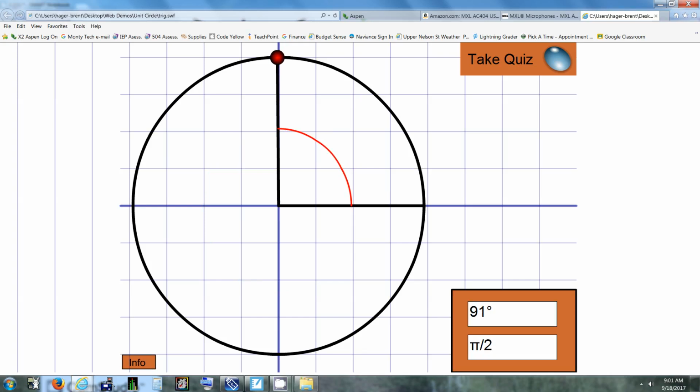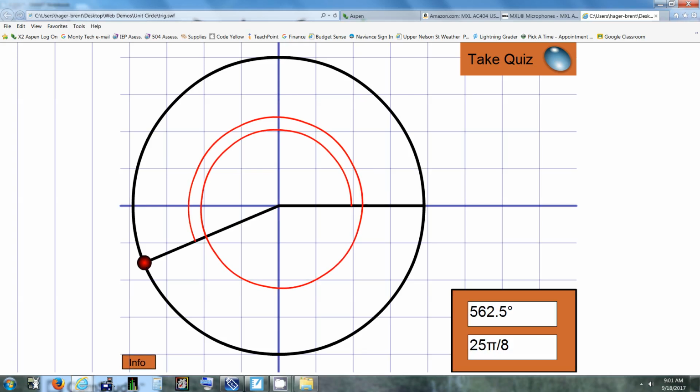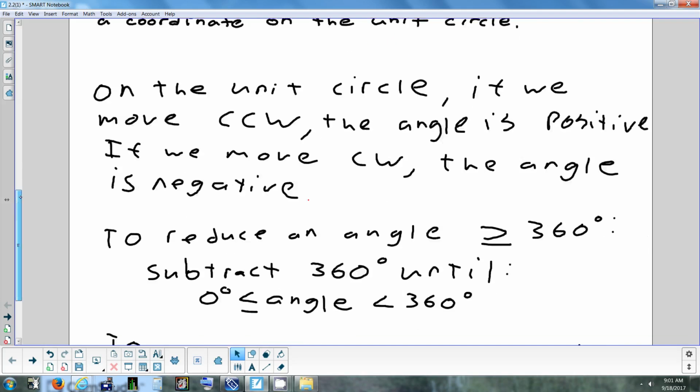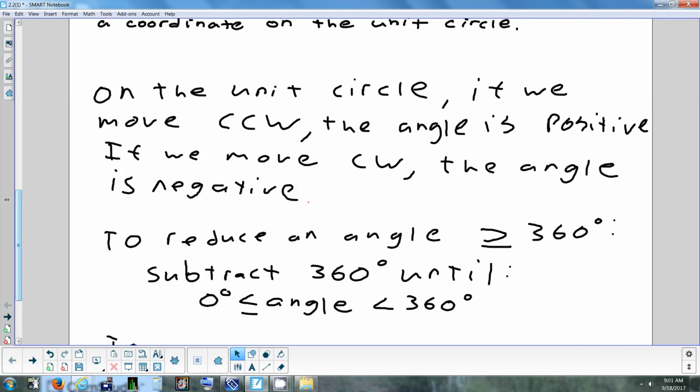360. Right? So the point here is if you have an angle, you can add or subtract 360 to it as many times as you want, and you're still going to land exactly back at the same spot. Okay. So if you have an angle that's too big and you want to make it smaller, you can subtract 360 as many times as you want until you get an angle that's between 0 and 360.